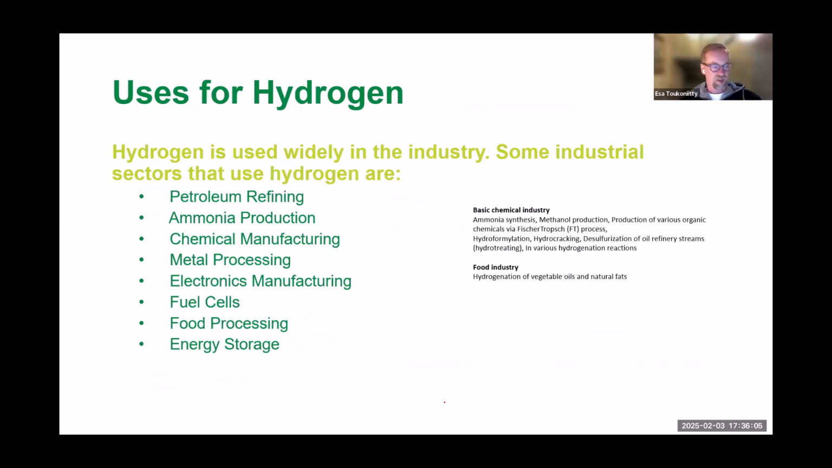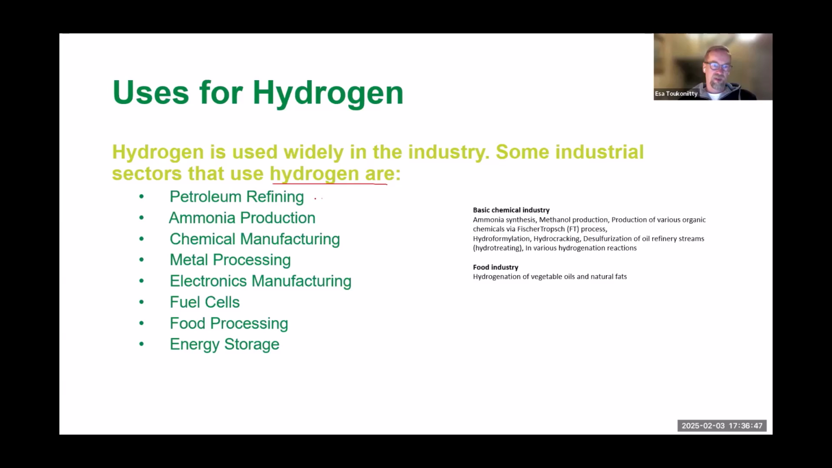Hydrogen is the simplest atom and more or less the simplest molecule, if we exclude the noble gases, which are monoatomic gases. So a very simple molecule, and yet it's extremely important for current oil refining and the current chemical industry. And I have listed here some areas where hydrogen is a crucial ingredient or raw material.